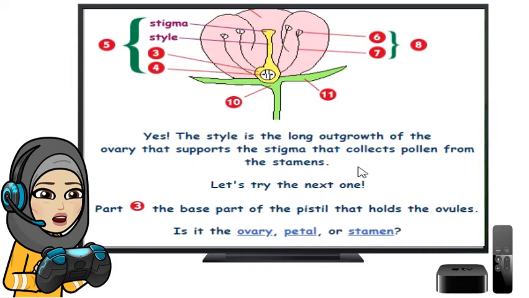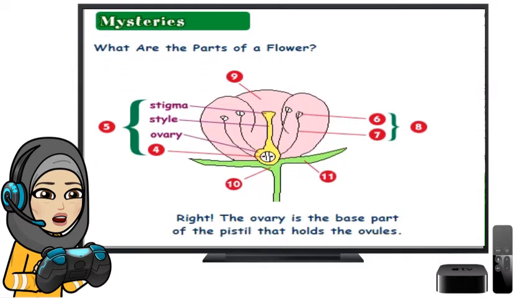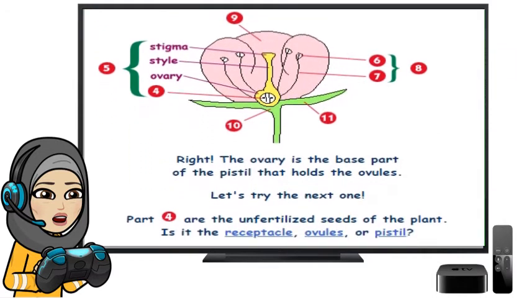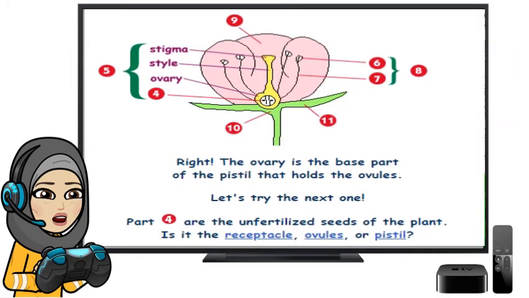Part 3 now. It holds the ovules. This is the fat part of the pistil. What is it? The ovary. Correct. This is right. The ovary is the base part of the pistil and it holds the ovules. What about number 4? Number 4 are found inside the ovary. Are they the ovules or the pistil? They are the ovules. Well done.